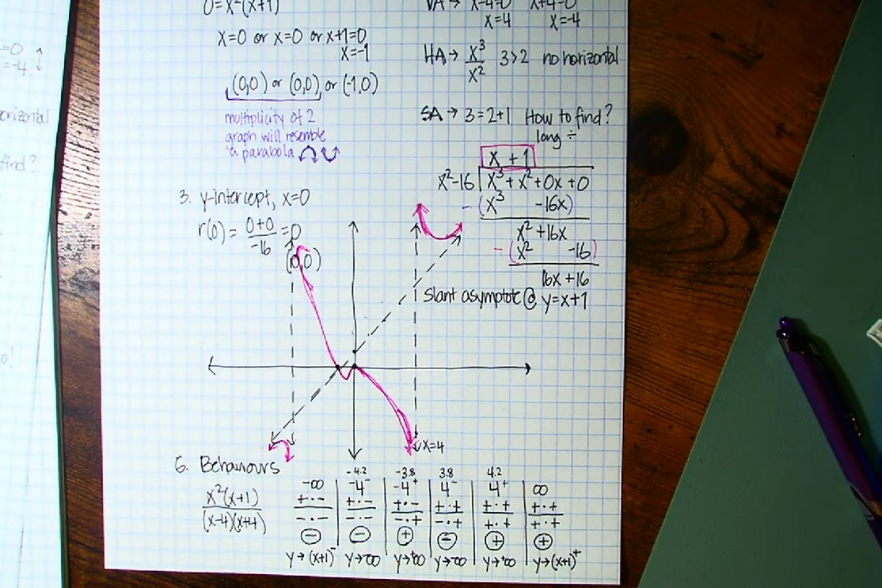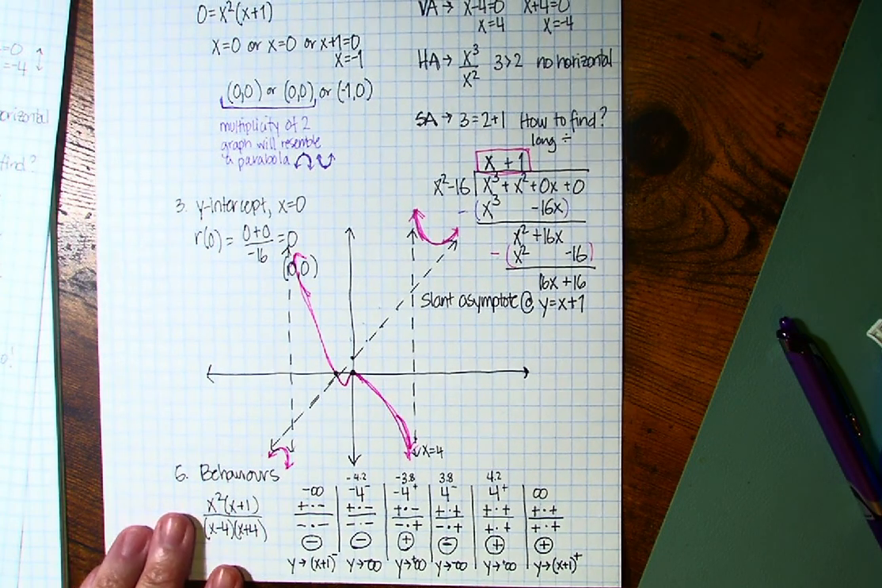And here we have the graph, or an estimation of the graph, for the rational function x cubed plus x squared over x squared minus 16. This is what it looks like.